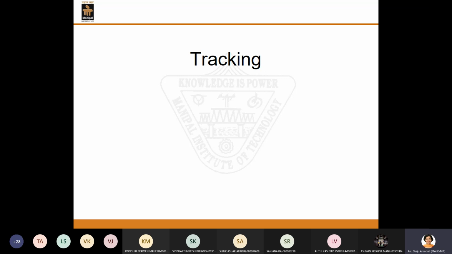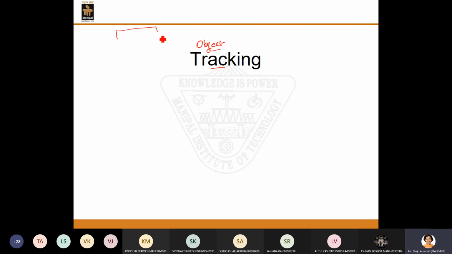Now, another field which comes under computer vision is tracking, or you also call it object tracking. So this is a very important application when it comes to computer vision. What this means is you're basically tracking an object. Let's say you're given some video sequence.